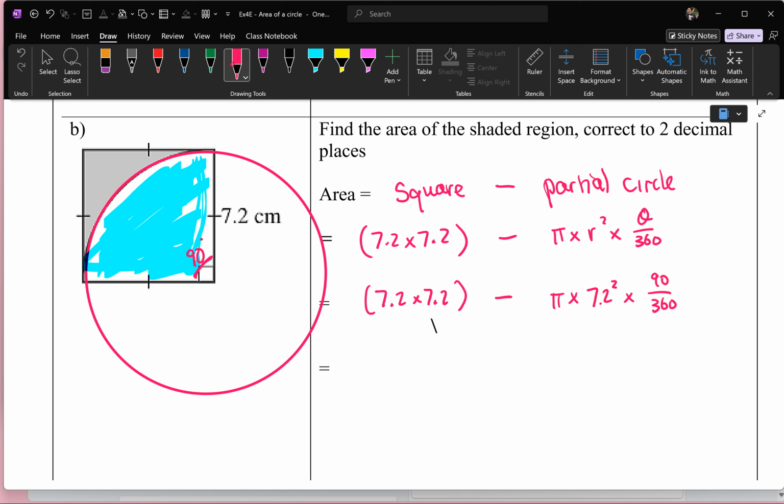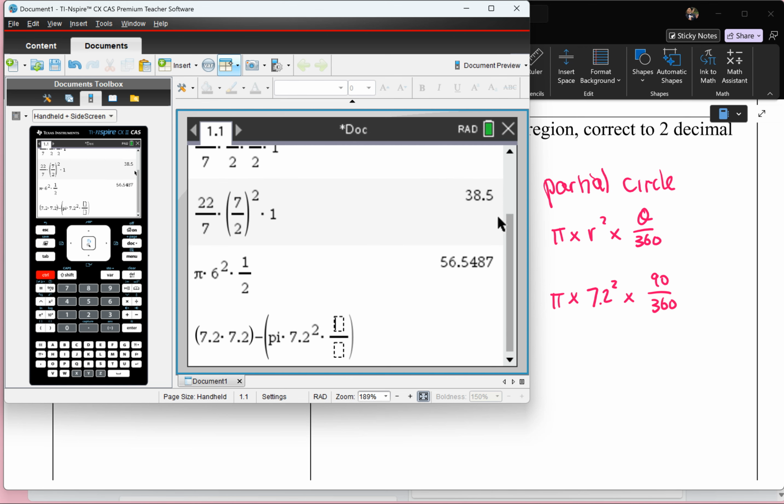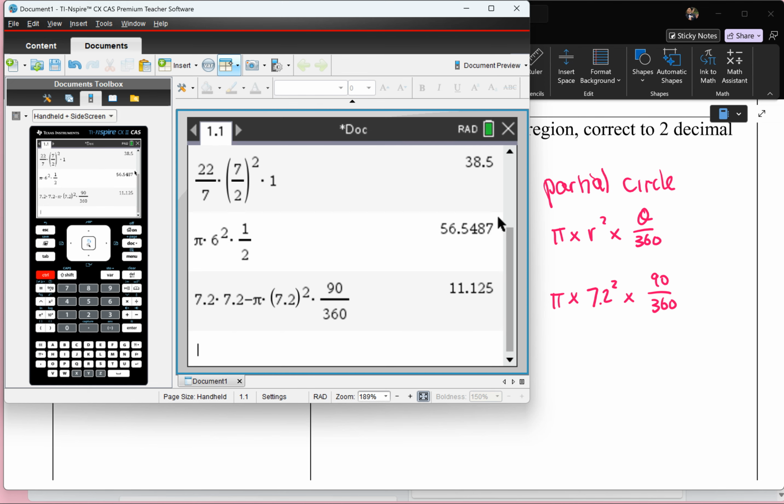Total of the square minus the portion of the circle. Whatever's left over must be the area that I want. So here we go. Let's type in our calculator. I use brackets to separate it. So 7.2, that's a square, minus pi times 7.2 squared times 90 on 360. So I would type it all in one go, especially in the senior levels. We don't want to do bits and pieces and then round each one. Don't round them as you're calculating. You've got to do it fully, then round at the end. So here I press Control Enter and I get my answer as 11.125.